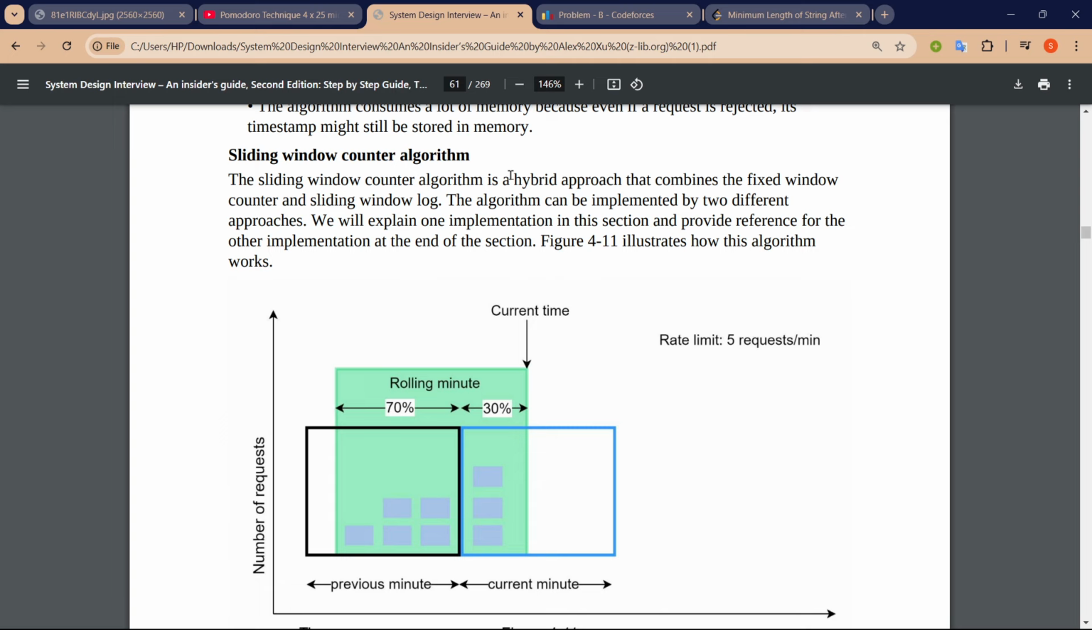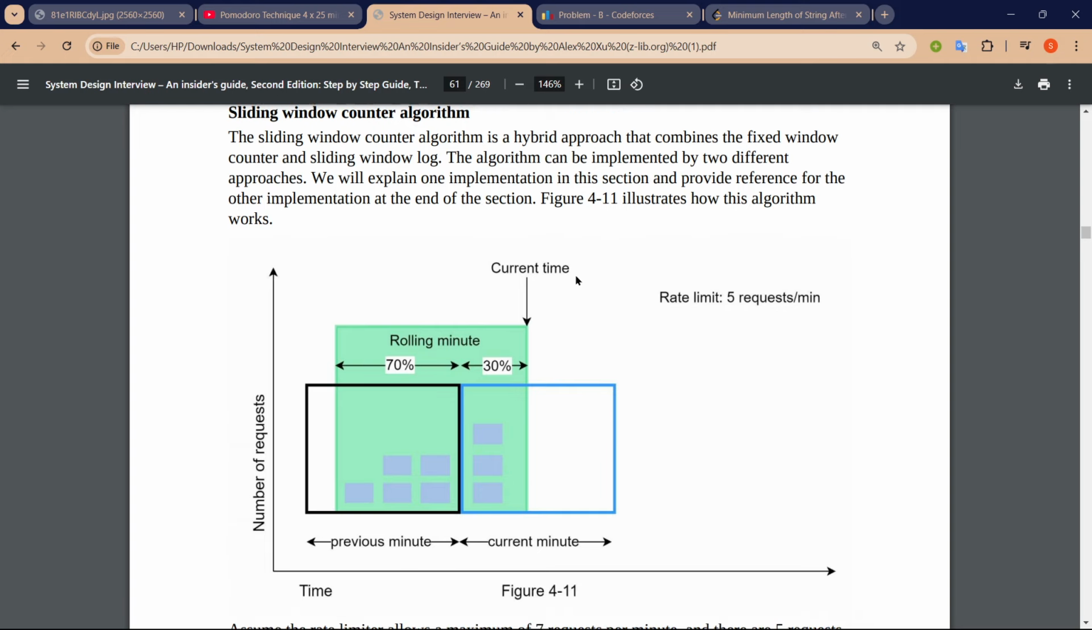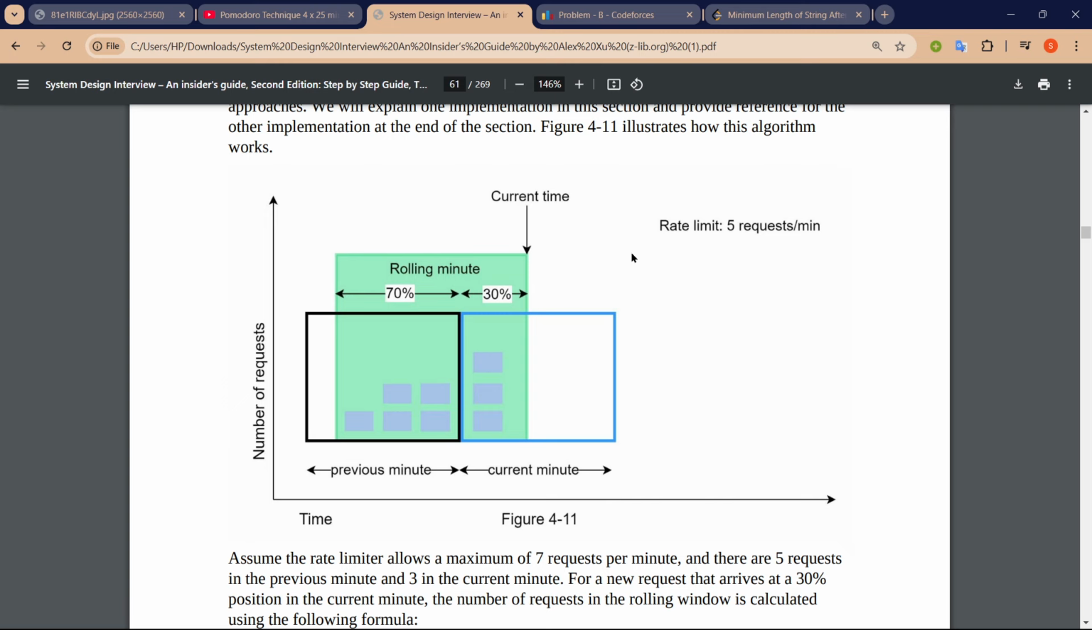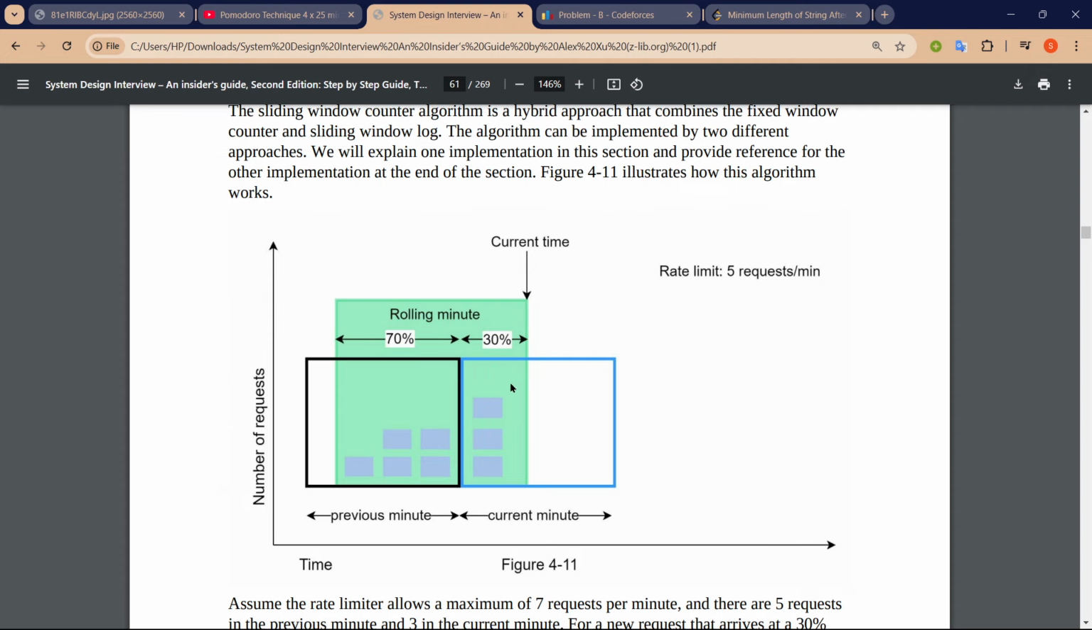The sliding window counter algorithm is a hybrid approach that combines fixed window counter and sliding window log. The algorithm can be implemented by two different approaches. We will explain one implementation in this section and provide a reference for the other implementation. Okay. So the rate limit is 5 requests per minute, and we have a time and number of requests. Previous minute and current minute. Rolling minute is 70% and 30%, and current time is this.